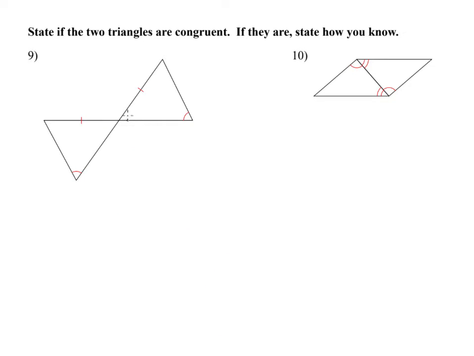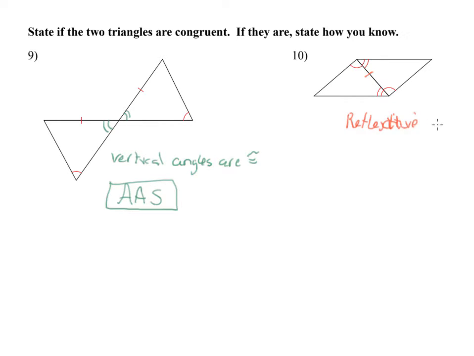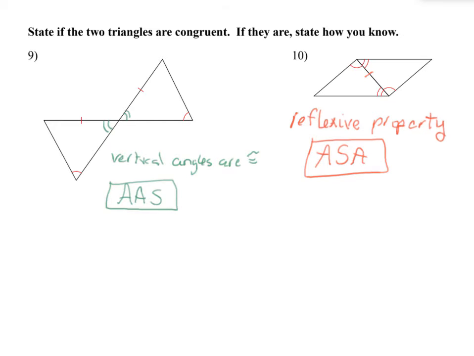Next section, we're going to state if the two triangles are congruent and state how we know. Well, I can get these two angles congruent as vertical angles, and so that means I have an angle side on each triangle congruent. Here, by the reflexive property, I know that the line segment they share is congruent to itself. So that means I have these two triangles congruent by angle side angle.